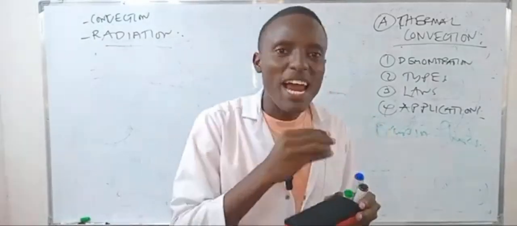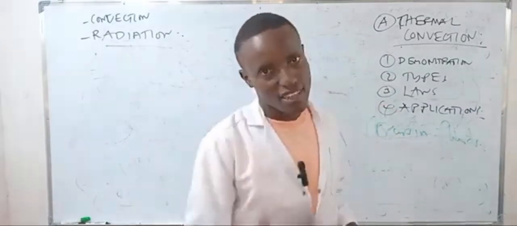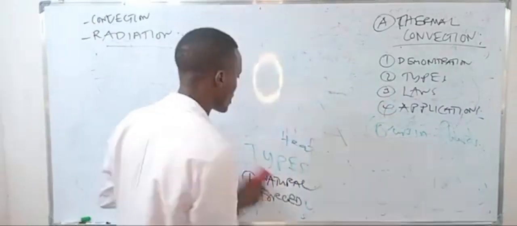And so when you apply an external force to cause the movement of heat from one point to the other, that is what we say is forced convection. So the other type of convection is what we call forced convection. Let's discuss forced convection now.